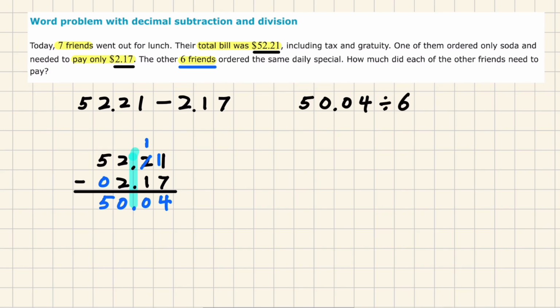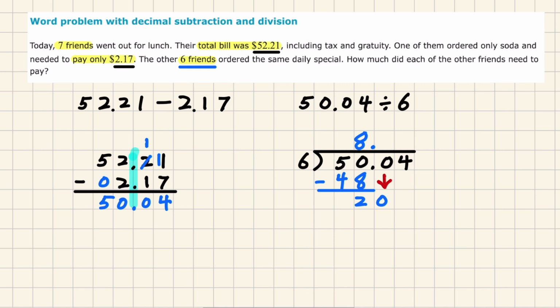by 6 people. And to do our division calculation, we would set up long division with the 6 in front and the 50.04 underneath. We're dividing by a whole number, 6, so no need to move the decimal. I know the decimal will be directly above. 6 goes into 50, 8 times. 6 times 8 is 48. Subtracting, we have 2. Bringing down the next digit, which is 0, 6 goes into 20 3 times.